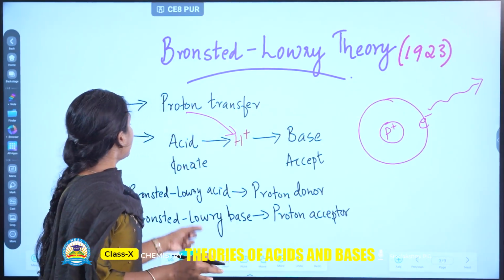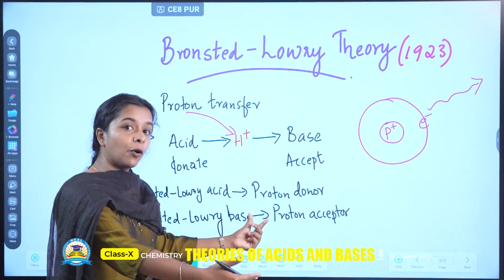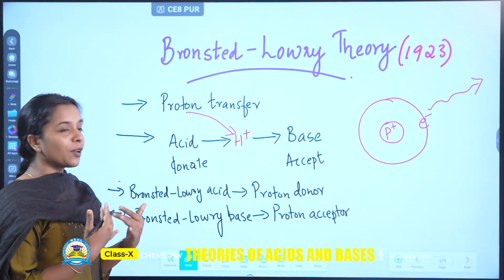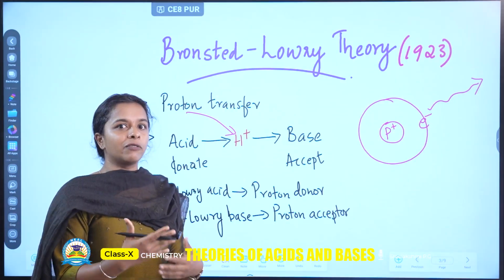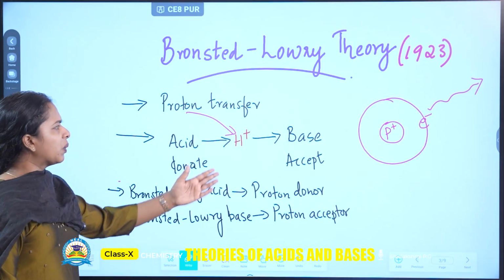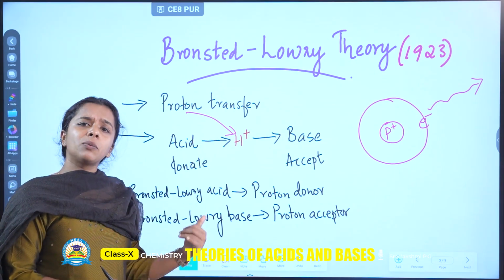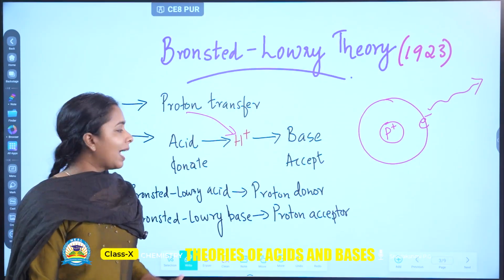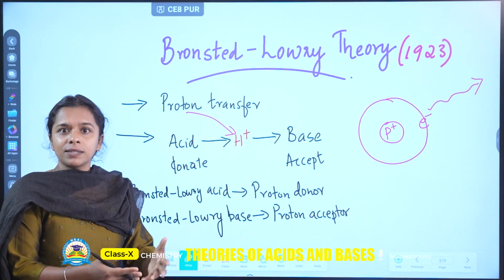Here, a Bronsted-Lowry acid will donate the proton and a base will accept that proton. Understood? So again, there may be some confusions regarding acids and bases, right? Here also they are discussing the H plus ions. In the first one it was H plus ions and OH minus ions in the Arrhenius theory. And here they are speaking about the proton, that is H plus ions.